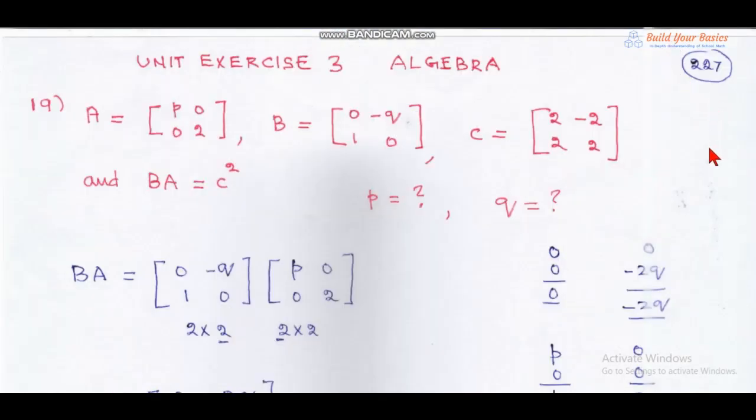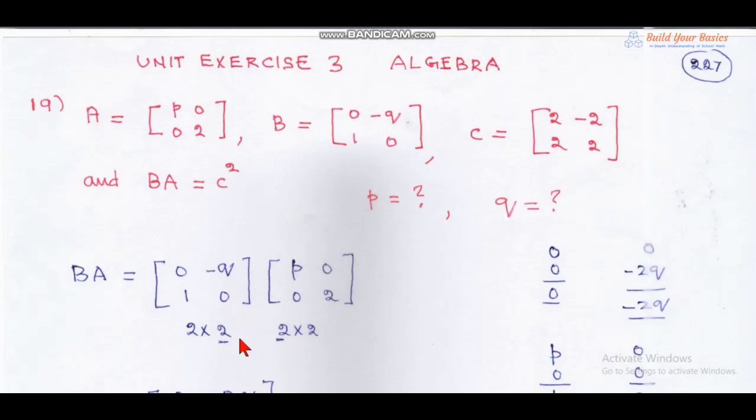Unit exercise 3, sum number 19. We are given matrix A, matrix B, matrix C, and BA equal to C squared is given. We have to find P and Q. Let us find BA. B is 0 minus Q 1 0. A is P 0 0 2. 2 by 2, 2 by 2.